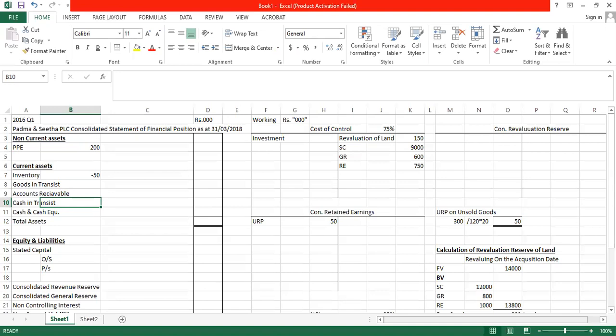Next, cash in transit is the third reason.